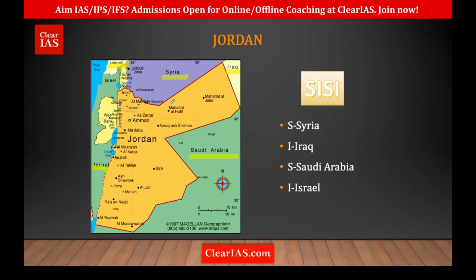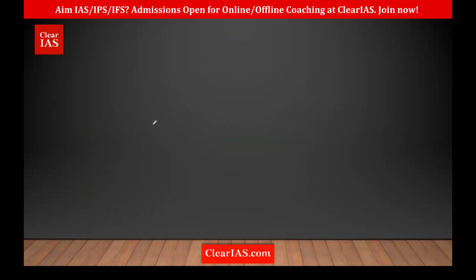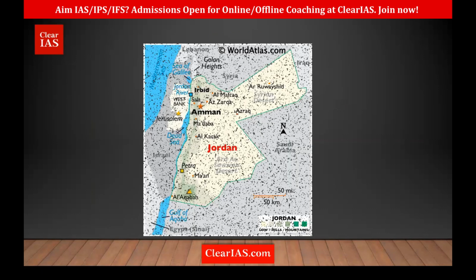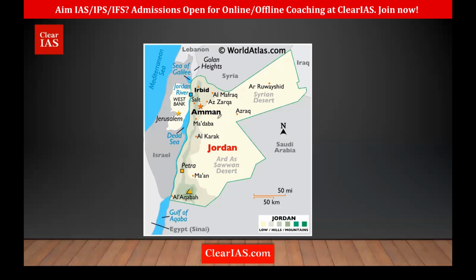And one important place you must remember whenever we speak about Jordan is Amman. It is the capital of Jordan. So this is what you must remember of Jordan: Sisi and Amman. And remember, Lebanon does not touch Jordan. So yes, I've already told Amman. This is one thing you must remember about Jordan.